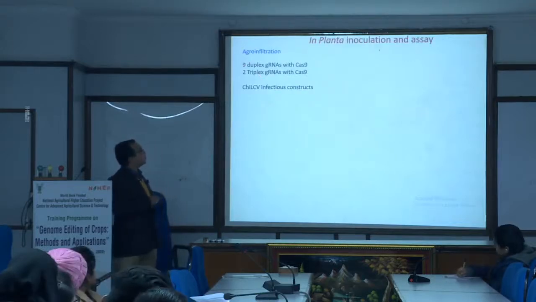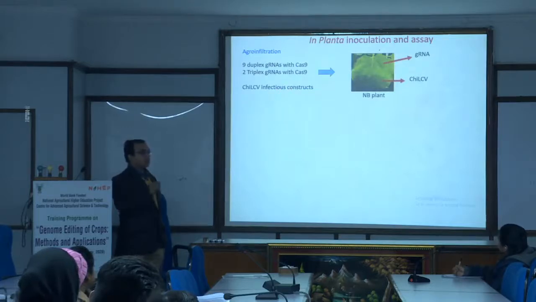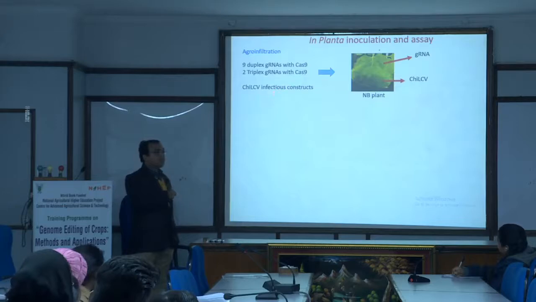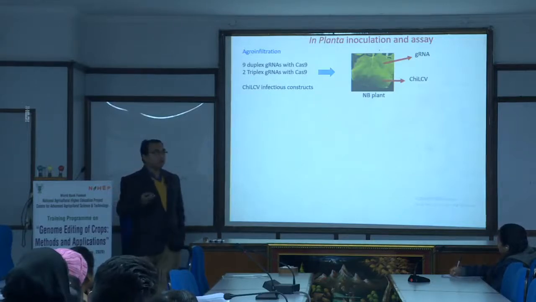So, these 9 duplex gRNAs with Cas9 and 2 triplex gRNAs with Cas9 were inoculated along with the chili leaf curl infectious construct, but we did it in a spatially different way, because this is a DNA construct. If we directly mix them together and add, then at the plasmid level it will cut. So, we will not be able to know whether it is cutting in the replicating virus or not.